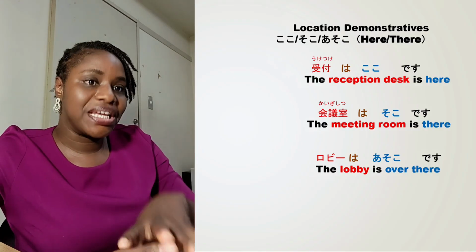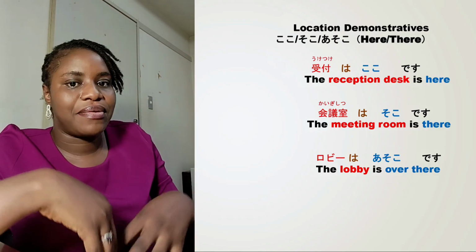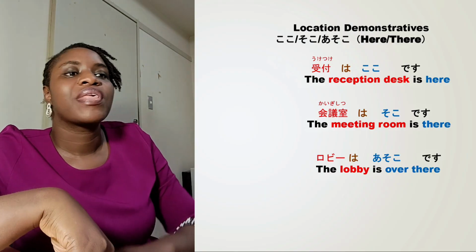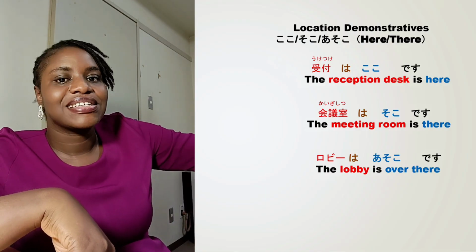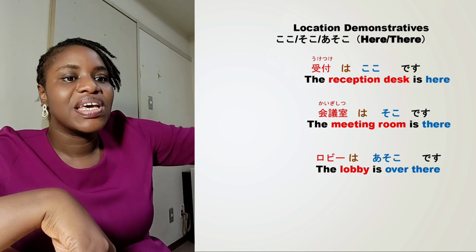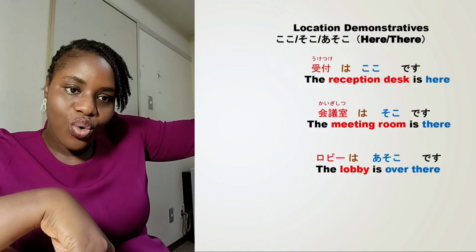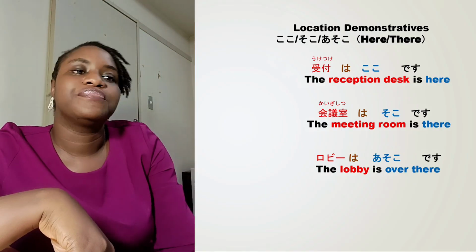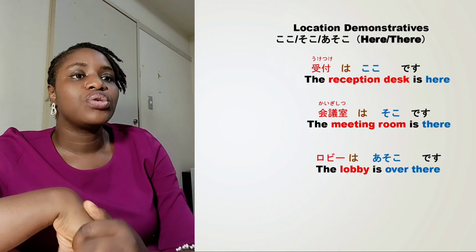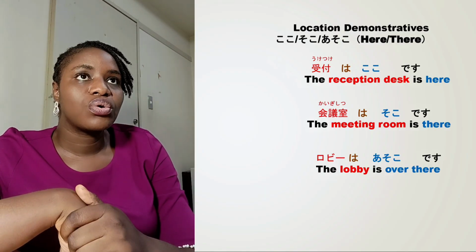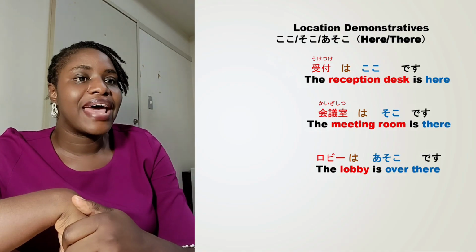So this is about place. Where we are currently, the reception desk is here. The meeting room is there, soko desu, closer to the person I'm speaking to. Now, if it's not close to both of us, it's like robi wa asoko. Asoko, it's over there. Yeah. Instead of koko, soko, asoko, you can also use kochira, sochira, and achira, and it will mean the same thing.